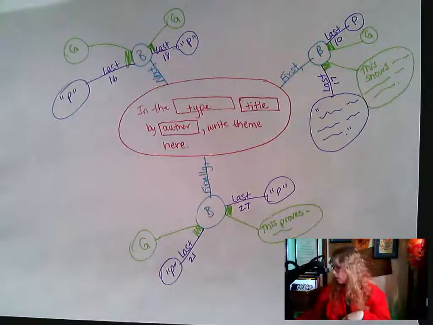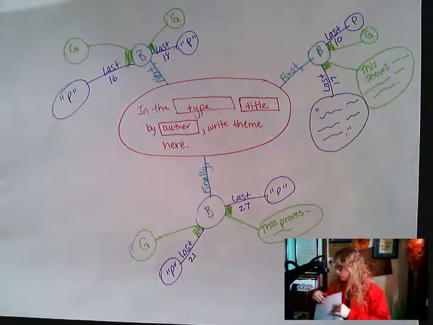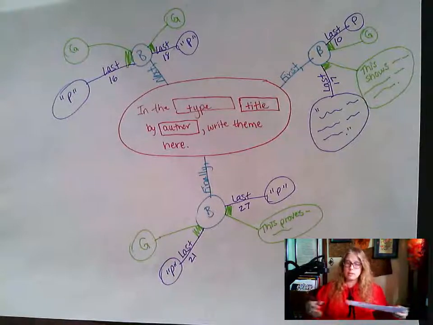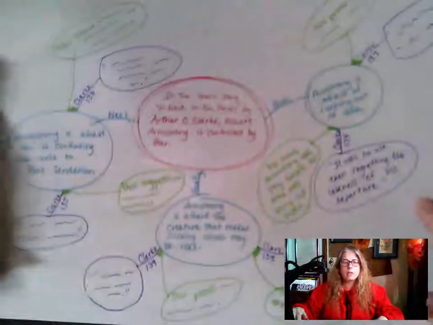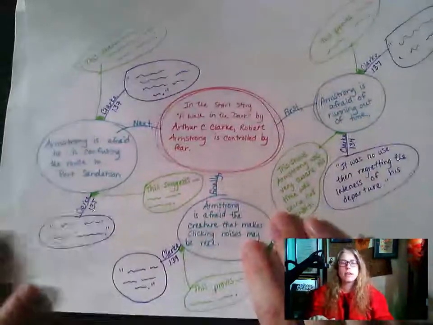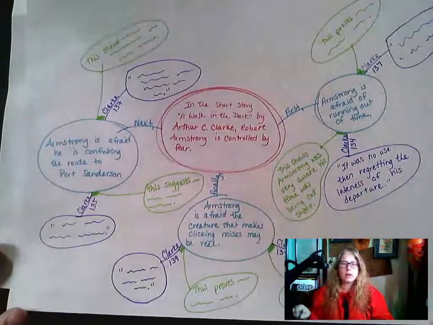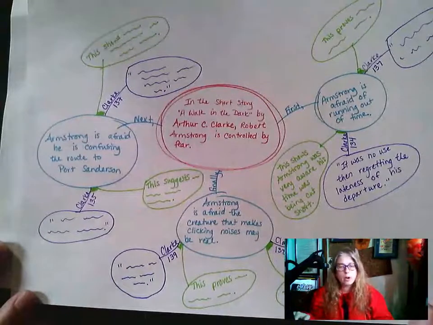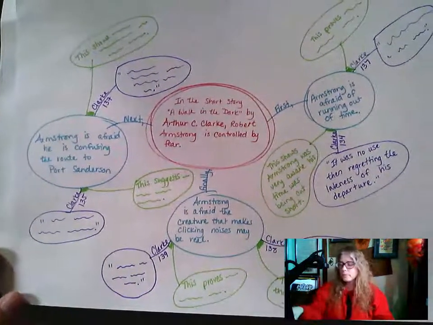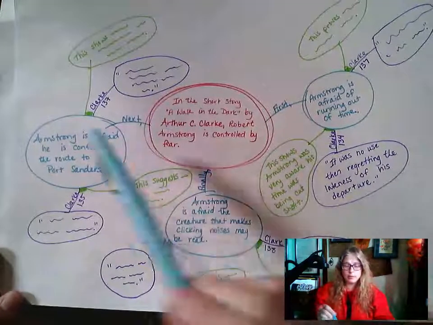Either works. So the first one that I'm going to show you is the starting web for A Walk in the Dark, because that's the one story that most of you are doing. So here's an example of what a web would look like for A Walk in the Dark. So the red idea here is, in the short story A Walk in the Dark by Arthur C. Clarke, Robert Armstrong is controlled by fear. And that's a pretty basic theme for this story. So I went ahead and I wrote out 3 blues for you.